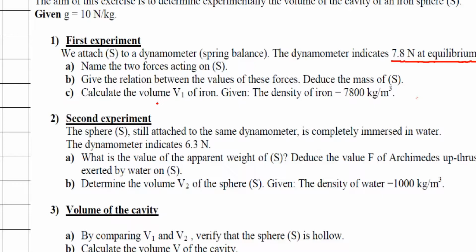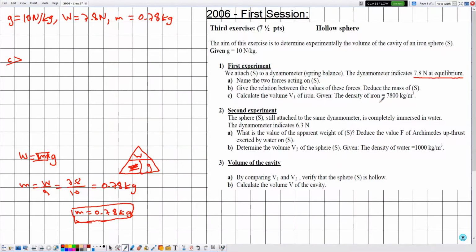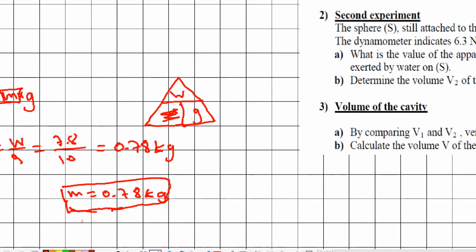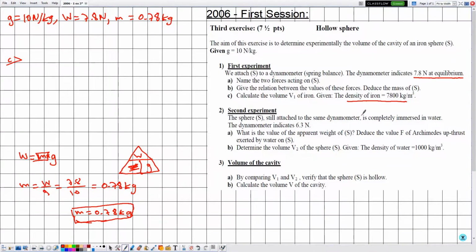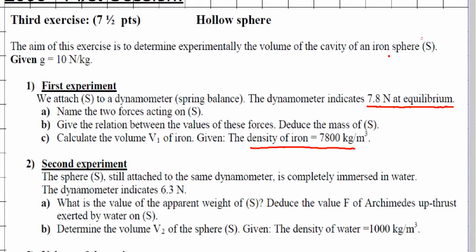Now calculate the volume, part C: calculate the volume V1 of iron, given the density of iron is equal to 7,800 kg per meter cube. So knowing the density, and we have determined the mass, the mass and the density correspond to the iron because the sphere S is made up of iron.